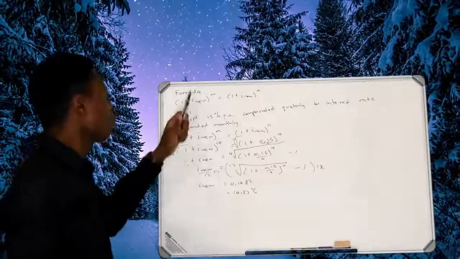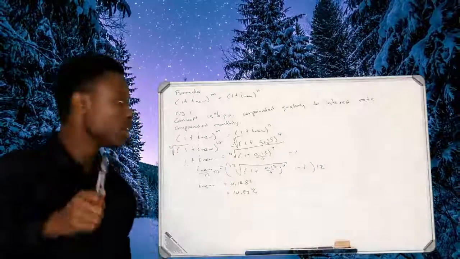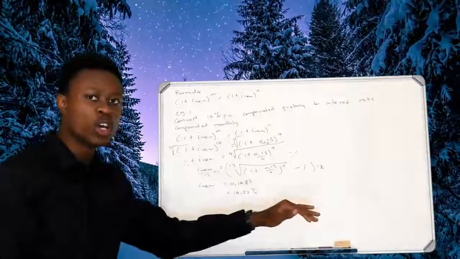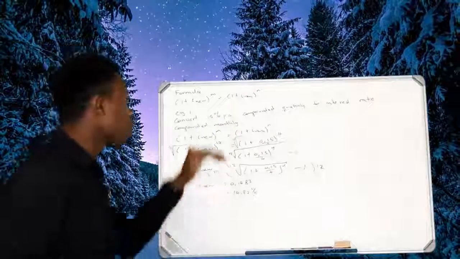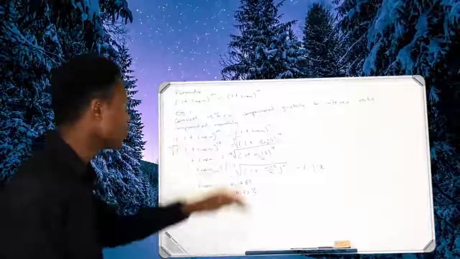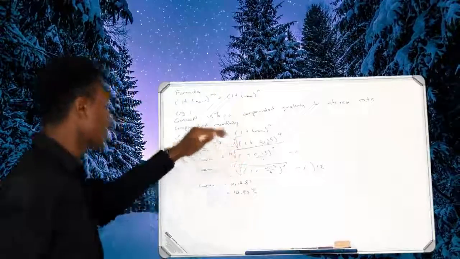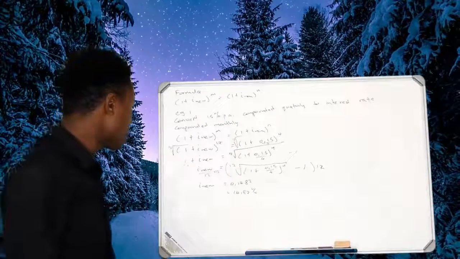So what was the original thing? The original thing was 15% compounded quarterly. 14.82% is compounded monthly. Of course the values will not be the same because they are compounded at different rates. That one there is quarterly, that's 4 times a year, and that one there is monthly, which is 12 times a year. So yeah, that's basically it.